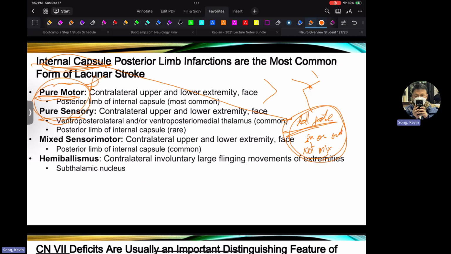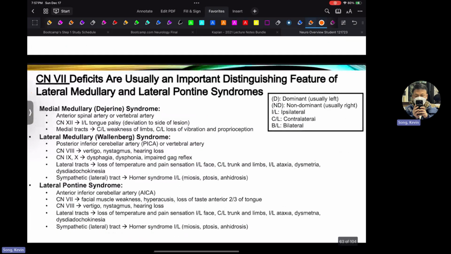Very, very important. In the internal capsule there is a pure motor or pure sensory presentation because it's a toll gate. If there's a problem here, it's only incoming, or if there's a problem here, only outgoing. Okay. So that's what happens here. A mixed presentation is rare, but if it involves a wider area, then it's mixed. That's something you need to know, right?